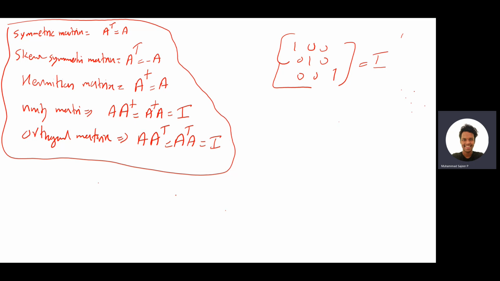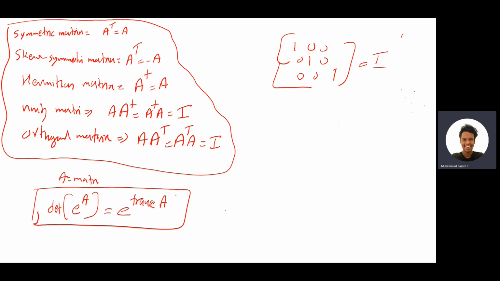There are some general rules, other tricks. For example, if A is a matrix, and I ask you to find the determinant of e power A, you should remember, e is exponential, right? It is equal to e power trace of A. That is another formula that usually they ask. You know what trace is, right? Trace is the sum of the diagonal elements. Here the trace will be 1 plus 1 plus 1, which is equal to 3. And of course, you know how to find the determinant, right? So that's about that.